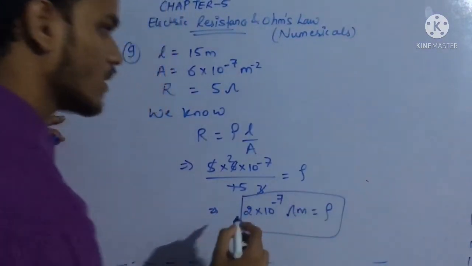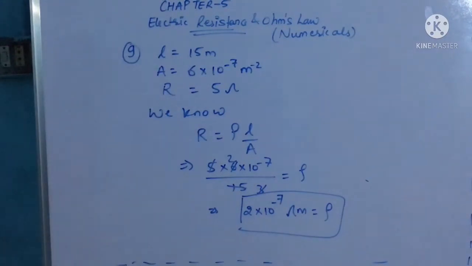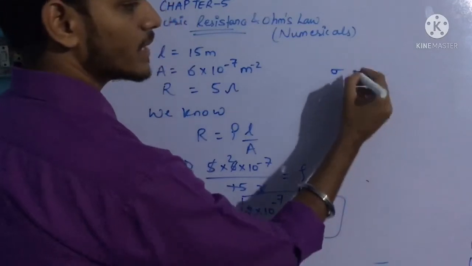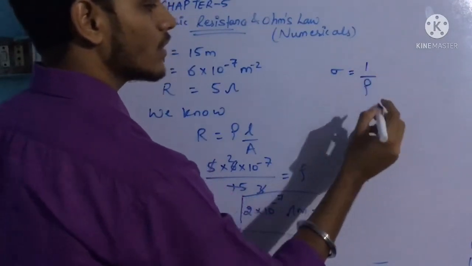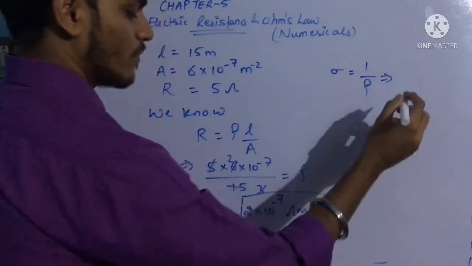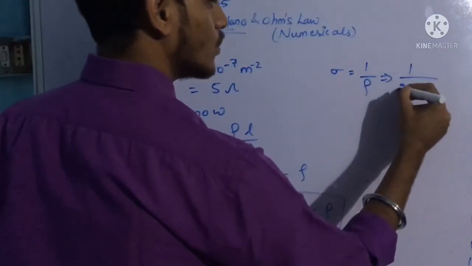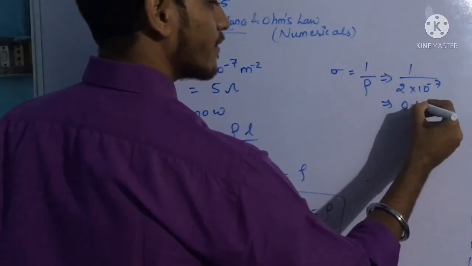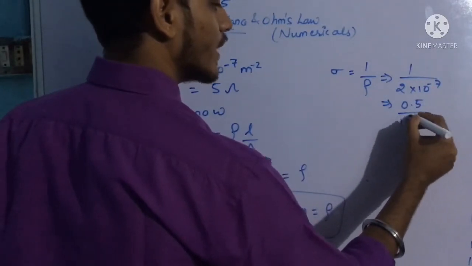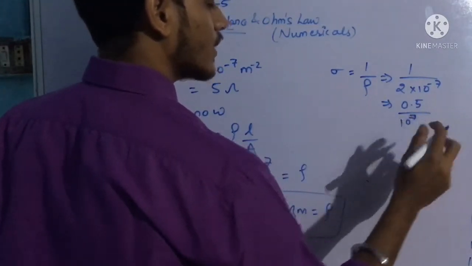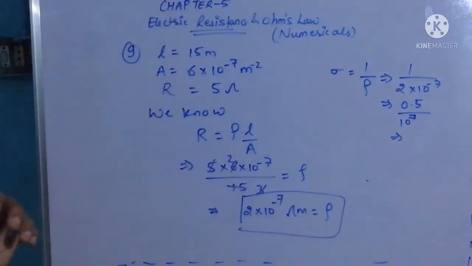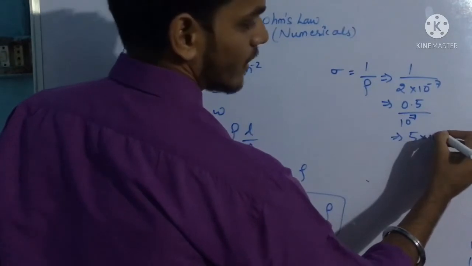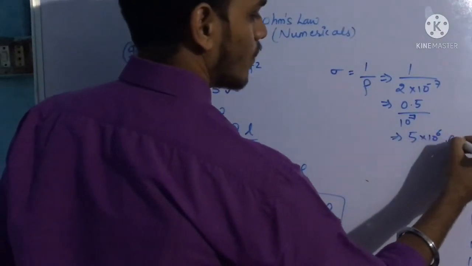Now other than this rho, we have to find the specific conductance. Specific conductance is denoted by sigma, which is equal to 1 upon rho. So it will be equal to 1 upon 2 into 10 to the power minus 7. 1 upon 2 is 0.5, so 0.5 upon 10 to the power minus 7. On solving this, we will get it as 5 into 10 to the power 6 per ohm meter.